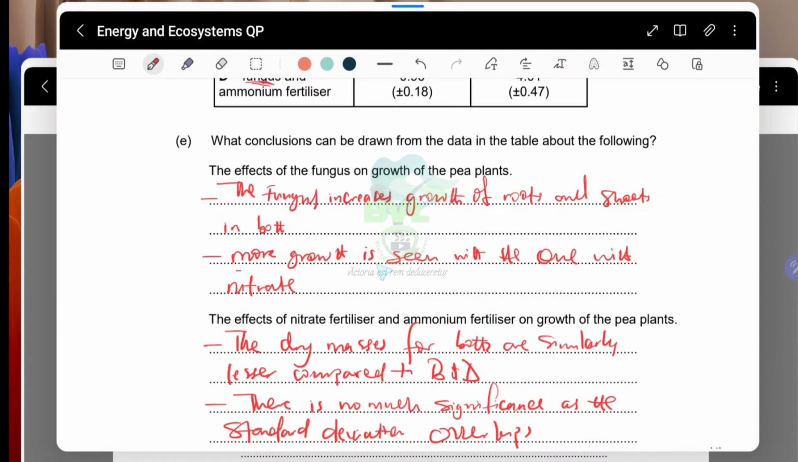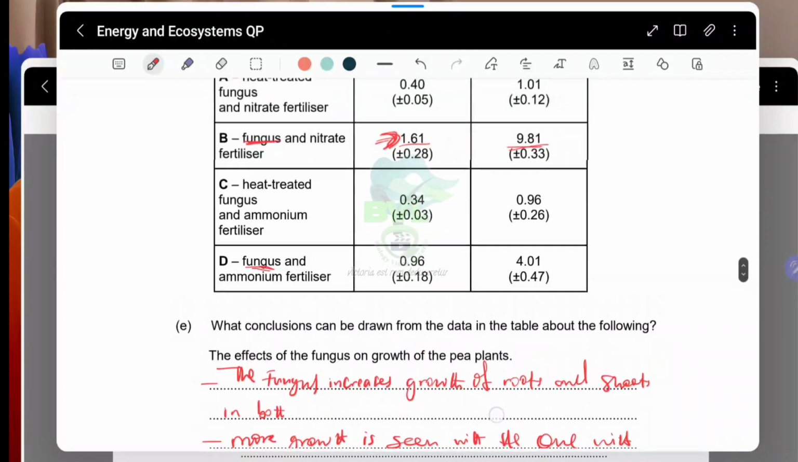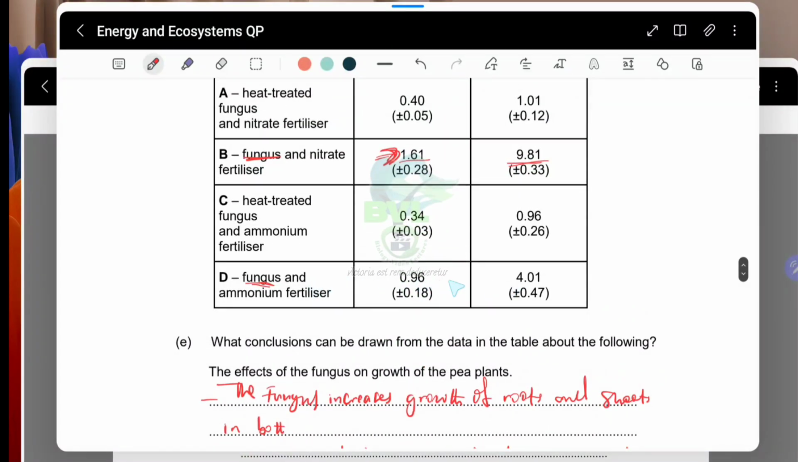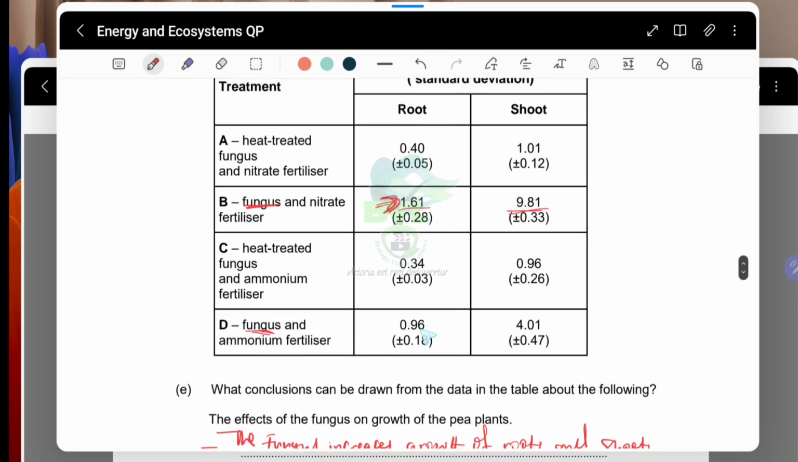Now it says there is more growth seen in the one with the nitrate. So if you compare, this is the one with ammonia fertilizer, but see 0.96, 4.10, but compare that with the other ones. So that means the one with nitrate is still more than the one in the ammonia. Hope that made sense. Okay.